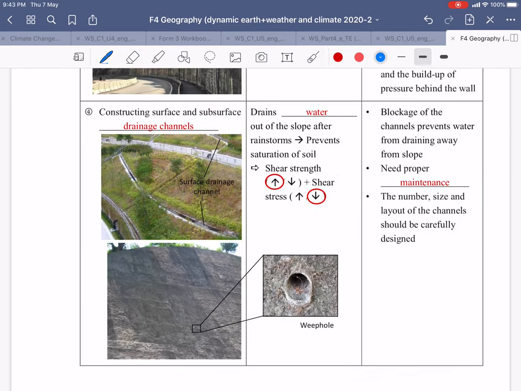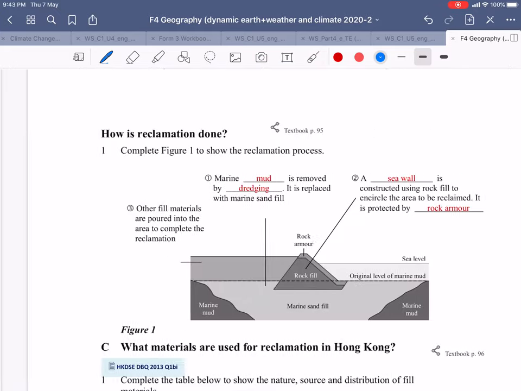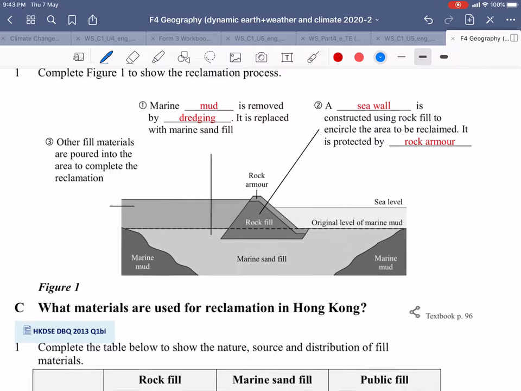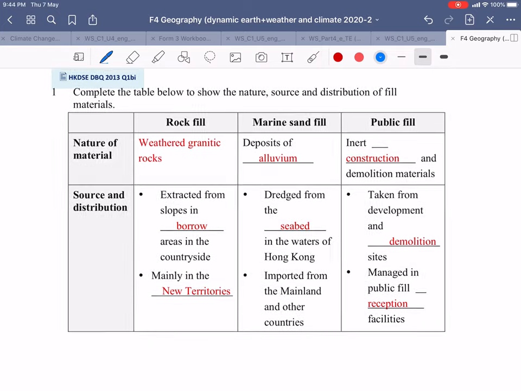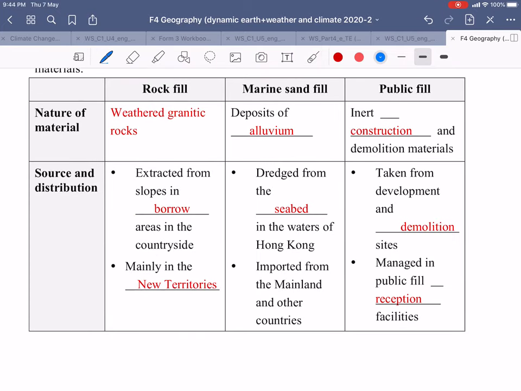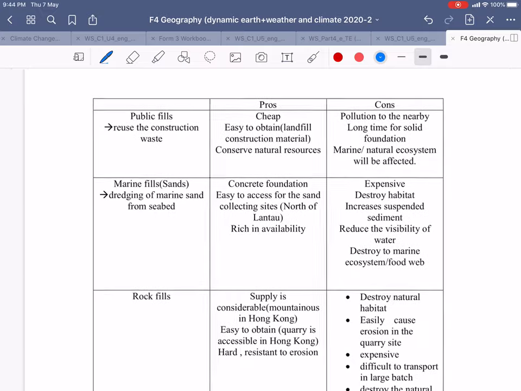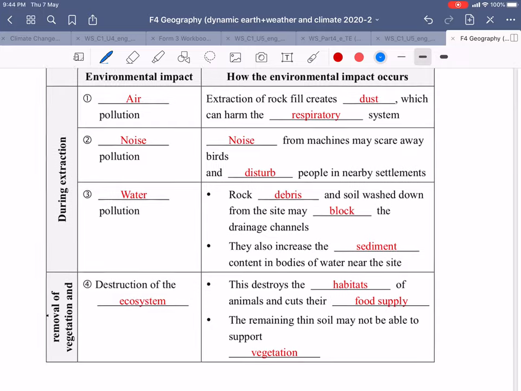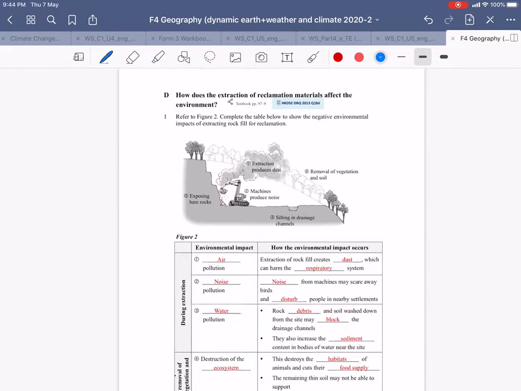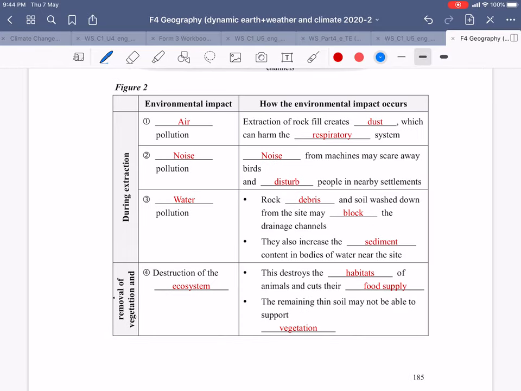Retaining wall, I'm not going to go through it with you one by one. Please have a look, okay? And afforestation also, and reclamation, this reclamation again, and tell what the processes of reclamation are. Please have a look, and then the different kinds of landfill, how they are extracted, okay? Right here has a better elaboration, okay? Pros and cons, I have talked with you before, okay? What are the problems of reclamation or extraction, okay? Air, noise, water pollution, and also ecosystem.